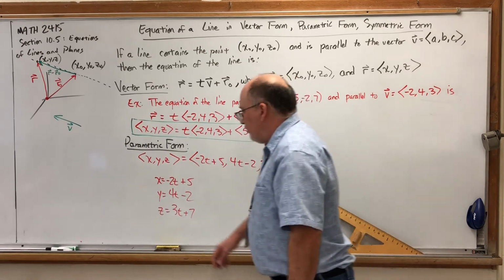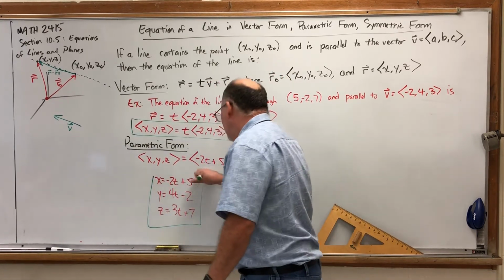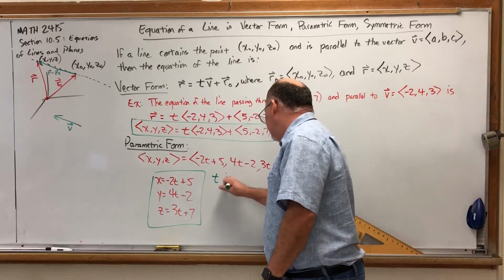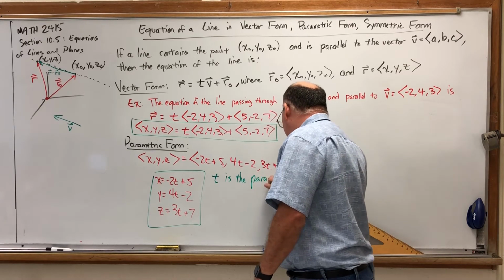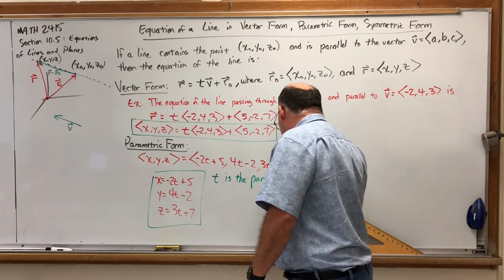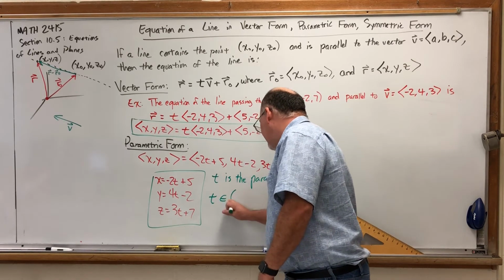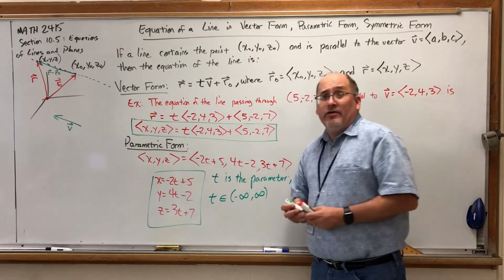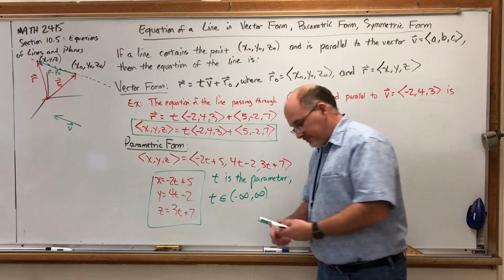This collection of 3 equations is called parametric form, and these are your parametric equations. T is the parameter, and essentially t can be any real number, so we can say t is an element of the interval negative infinity to infinity. So choose a value for t, substitute it, and you calculate a point on the line.